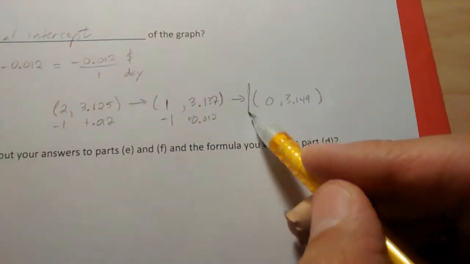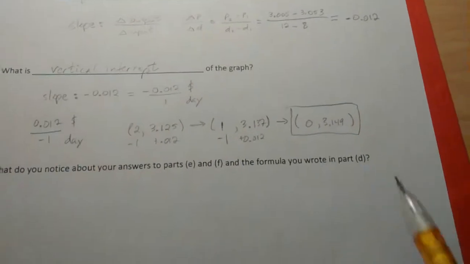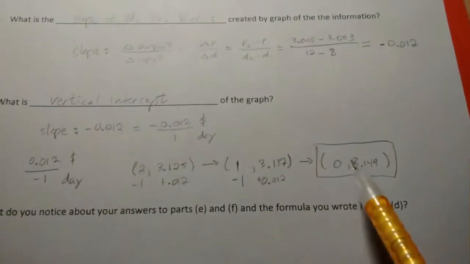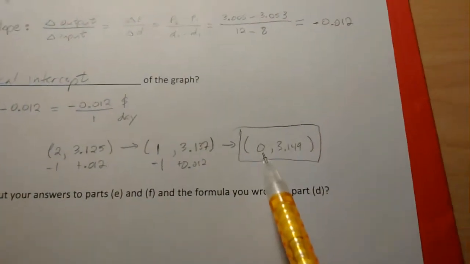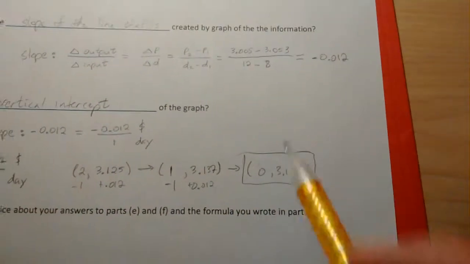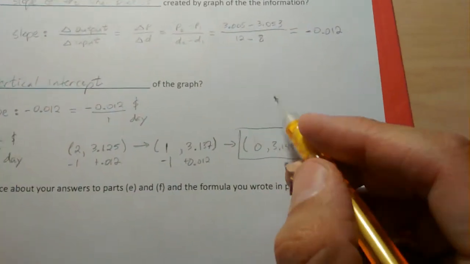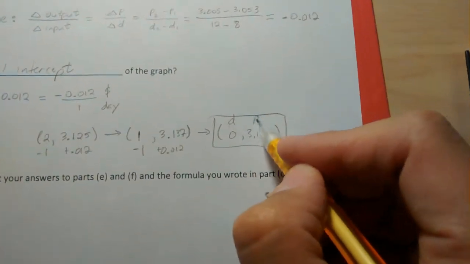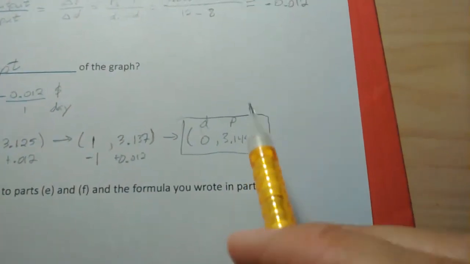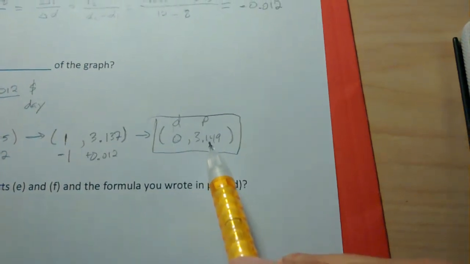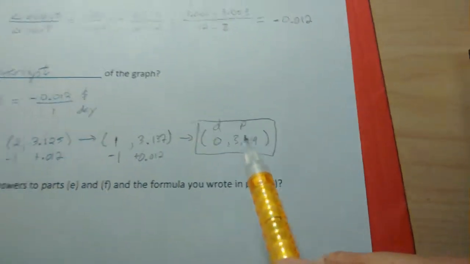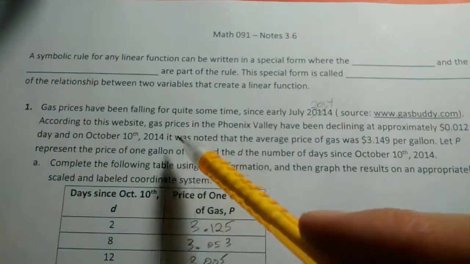So I'm going to box this up. That is our vertical intercept. And now here's a good question: what does that mean? We're going to ask you to determine what that means here, but this would be a number of days, and that would be the price per gallon. So hopefully you're thinking that on October 10th itself, the price per gallon was that, in our situation here. So hopefully that makes sense.